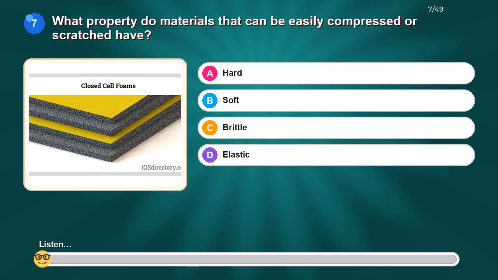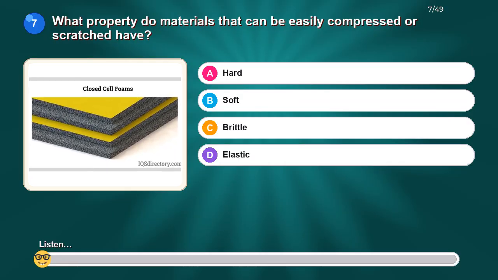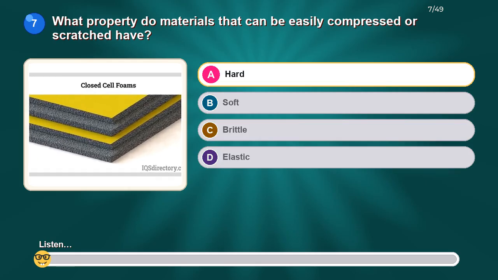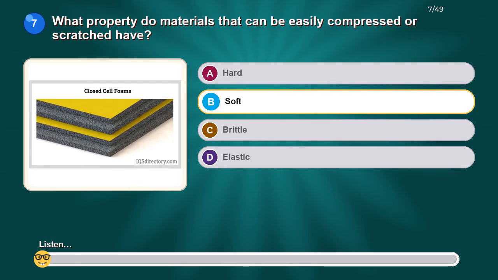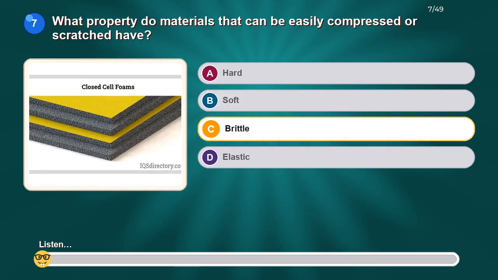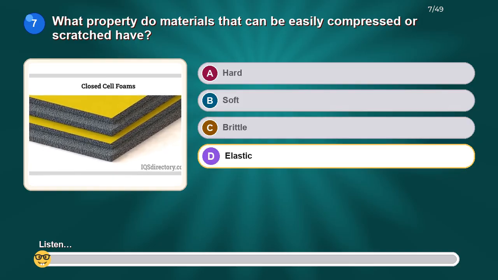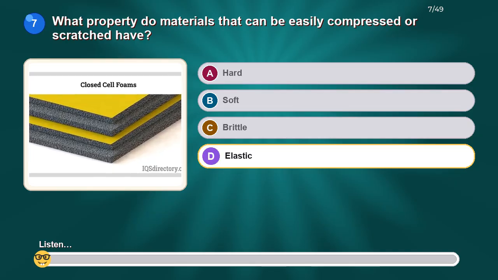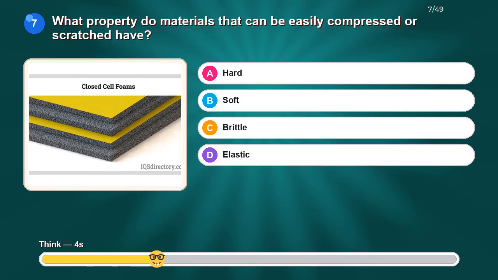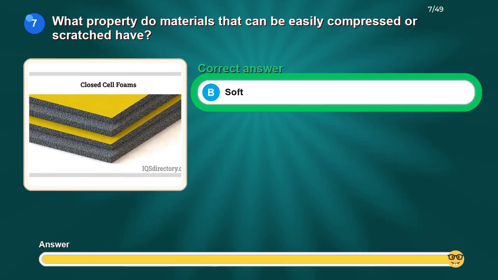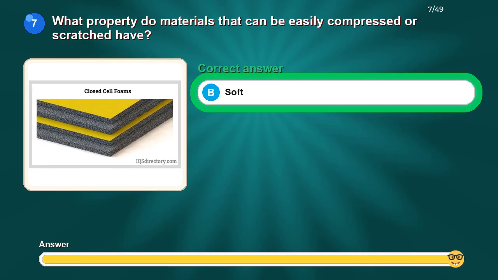What property do materials that can be easily compressed or scratched have? Option A, hard. Option B, soft. Option C, brittle. Option D, elastic. The correct answer is soft.